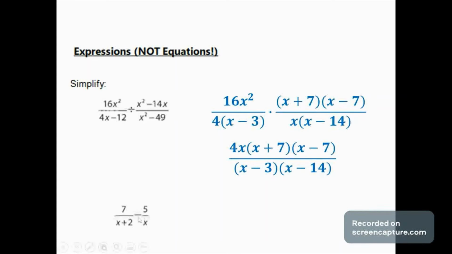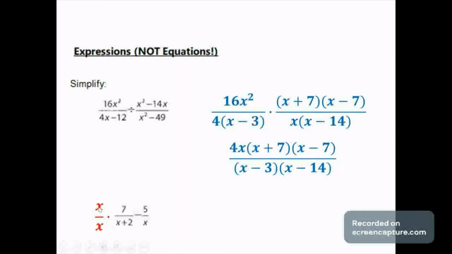Let's look at the next one. This one is now subtraction. So we need a common denominator. And remember with these, again, there's no equal sign. So we have to multiply each fraction by whatever we need to make a common denominator. In this case, I see x plus 2 here and x here. So the common denominator will have to have an x and an x plus 2 in it. So I'm multiplying this side by what it is missing in the denominator.